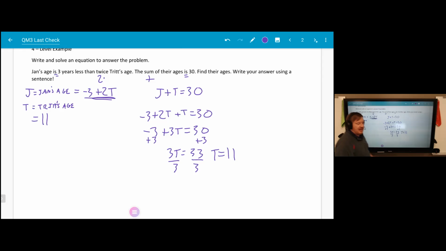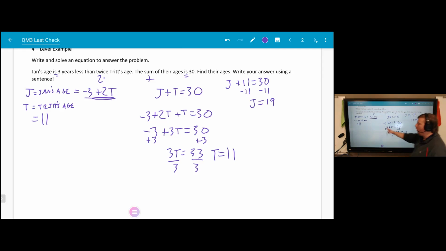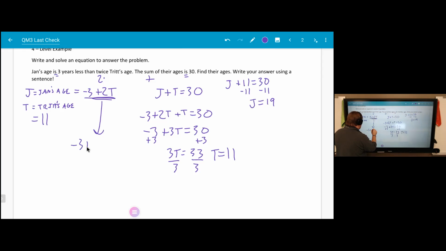Oh, how do I find Jan's age? Well, I got it 2 different ways. I know Jan's plus Trit's is 30. I could do J plus 11 equals 30. Subtract 11 from both sides, so J would be 19. Her age would be 19. Or I could have plugged it back in up here. Negative 3 plus 2 times Trit's age, 2 times 11. Negative 3 plus 22, which is still 19.